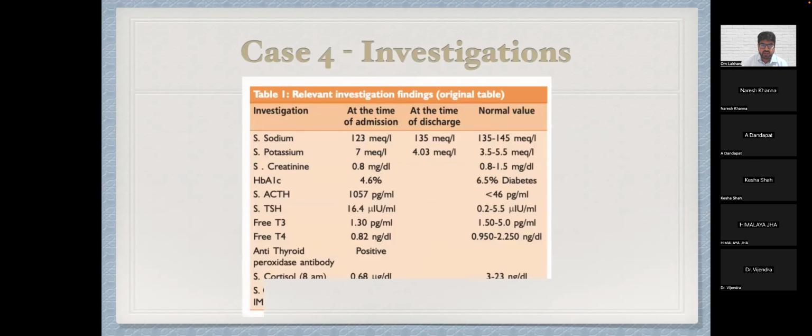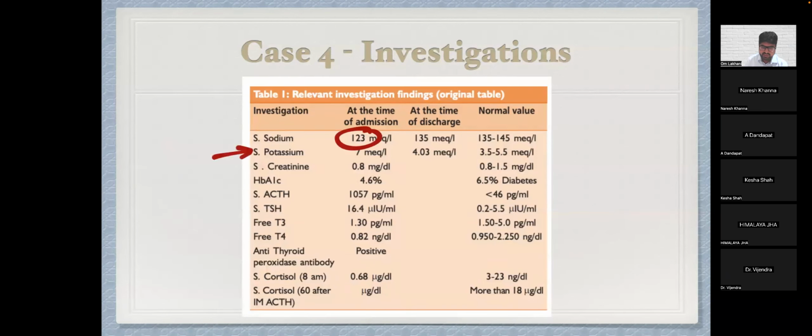Okay, so if you see again the patient's investigation at the time of admission, you can see here hyponatremia, and now we are suspecting primary adrenal insufficiency. The patient had hyperkalemia. You can see the patient's ACTH very high, in thousands. The TSH, remember, he was on treatment, but still the TSH was 16. Still it was high. The anti-TPO antibody was positive. Cortisol value was very low, 0.68.